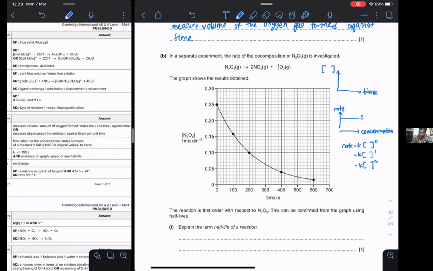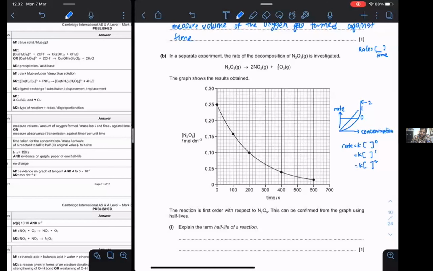If it is first order, then the graph is going to follow a straight line like this. If it is second order, then the graph is going to be a quadratic graph, which is second order, like this.